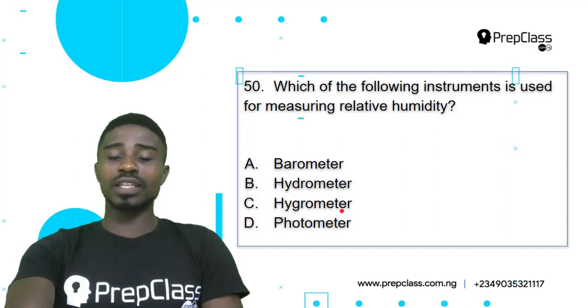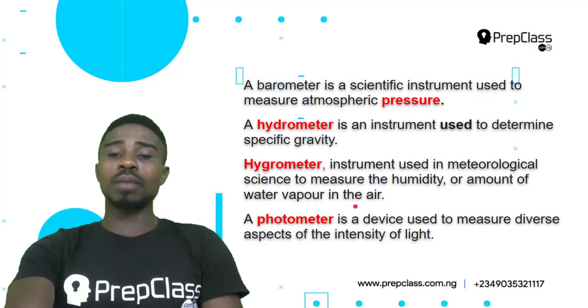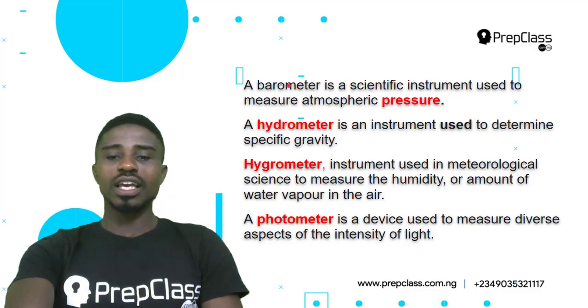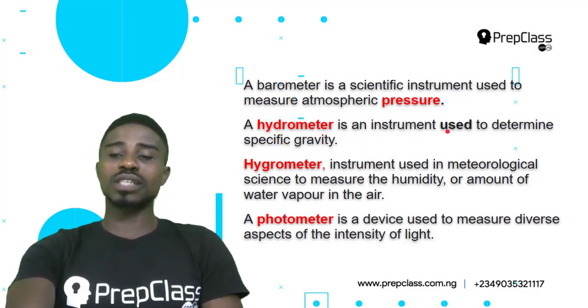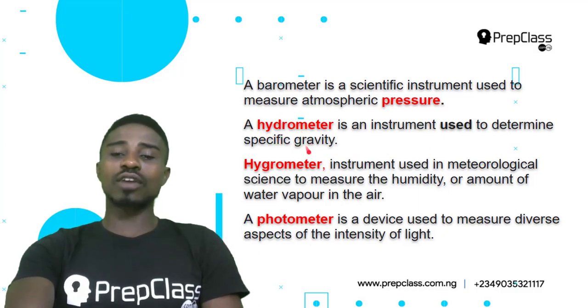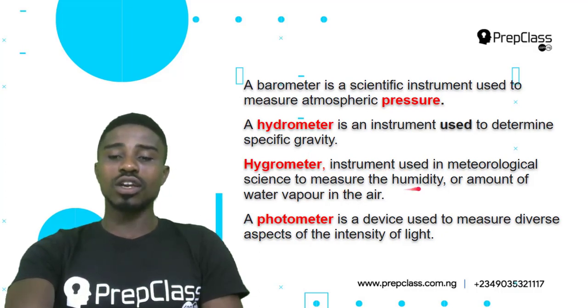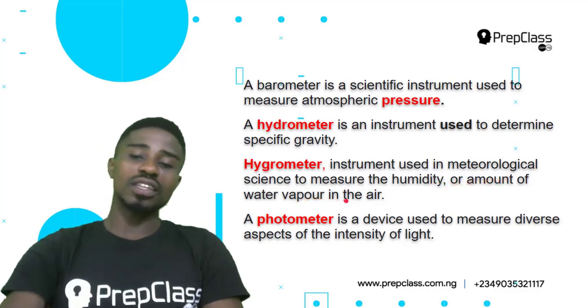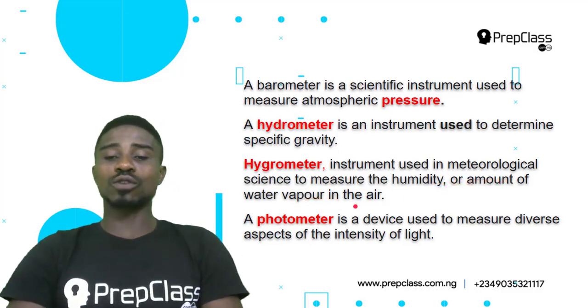But we'll still look at the explanation for all of these options so we'll have a better understanding of it. A barometer is a scientific instrument used to measure atmospheric pressure. A hydrometer is an instrument used to determine specific gravity. Then the hygrometer is the instrument used in meteorological science to measure the humidity or the amount of water vapor in the air. And the photometer is a device used to measure diverse aspects of light intensity.